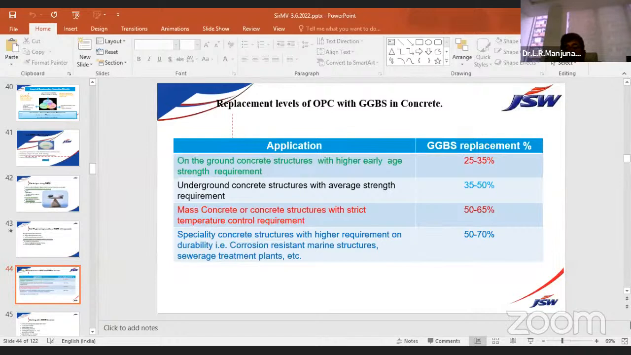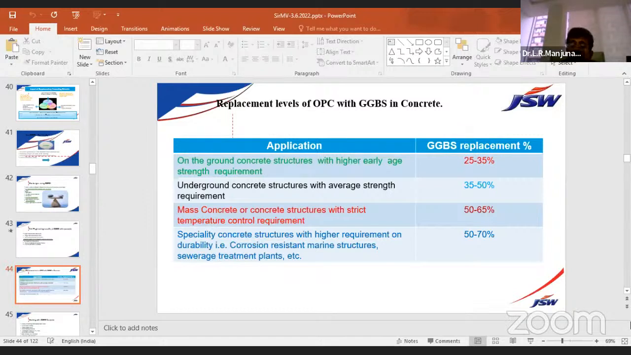When you go for underground construction, the replacement can go up to 35 to 50%. Whereas mass concreting applications, mass concreting is nothing but raft foundations. We have 1 meter, 2 meter, 3, up to 5 meter rafts for massive high-rise buildings using raft foundation. There, the replacement can go up to 65%. Then, coastal constructions, marine structures, where they come in contact with sulfates and chlorides and all, the durability should be more than 120 years and all.